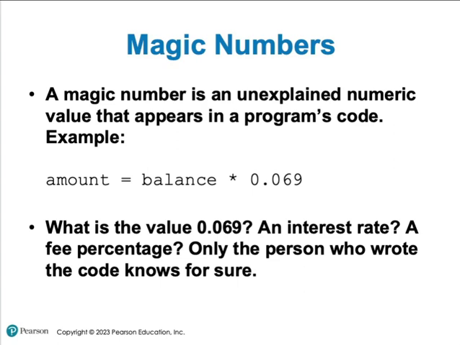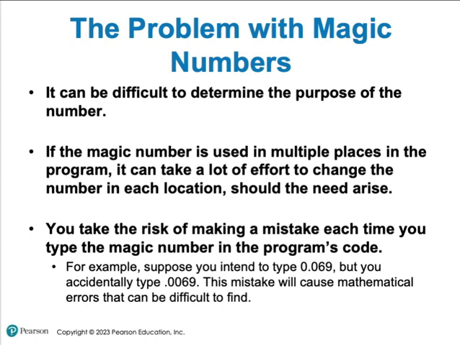I don't know that I really like this, but they are referring to something called a magic number, which is just some numeric literal that appears. So here we're taking a balance, multiplying it by 0.069, and putting the result in there. Well, there is no comment or explanation of why we're multiplying this by 0.069. So they're talking about problems. What if you make a typo?